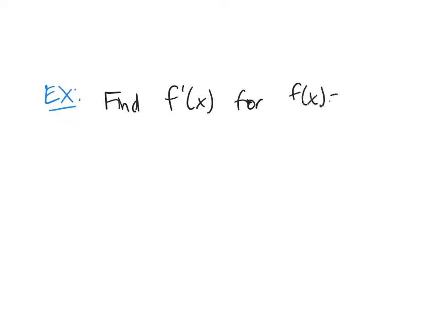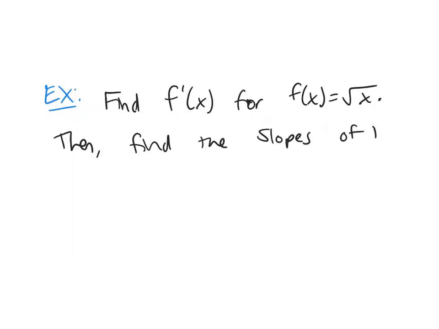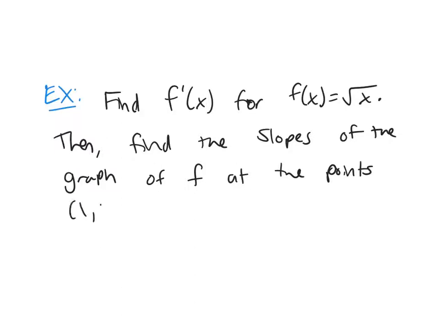Let's find the derivative of another function. So let's find f prime of x for the function the square root of x. Then you need to find the slopes of the graph of f at the points (1, 1) and (4, 2).